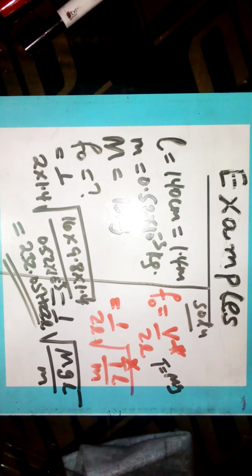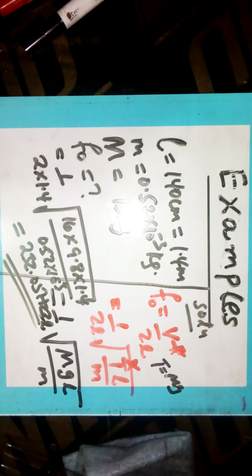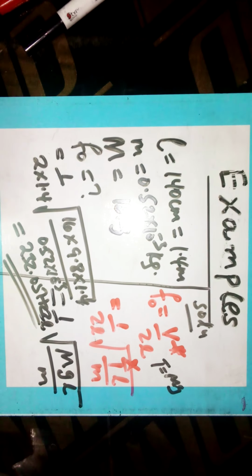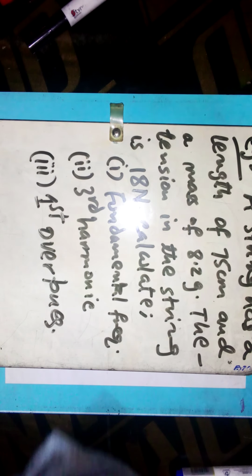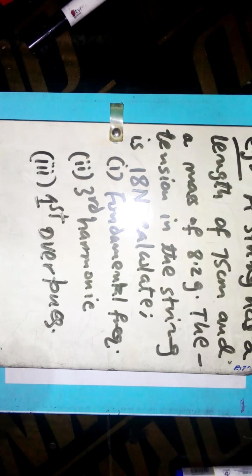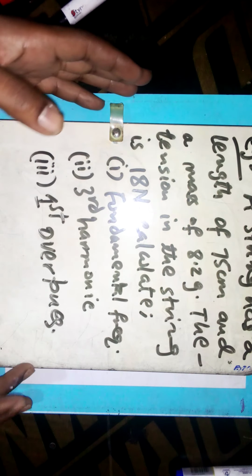Now let us look at example 3, which is the last example. Example 3 is saying a string has a length of 75 centimeters and a mass of 8.2 gram. The tension in the string is 18 Newton. Calculate the fundamental frequency, third harmonic frequency, and first overtone.